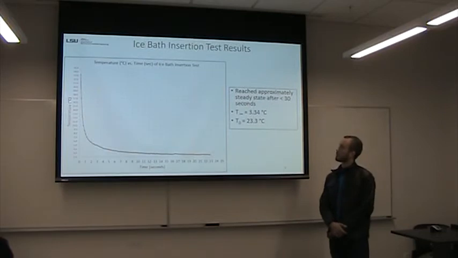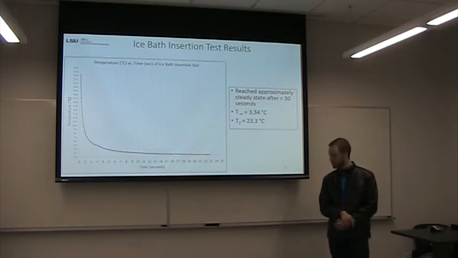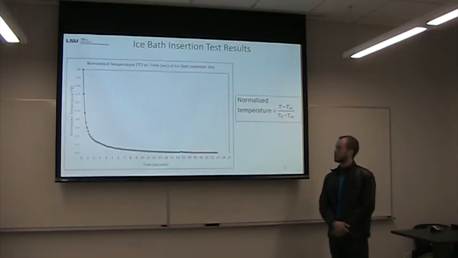So here are the results for the ice bath insertion test. Plotting temperature against time, we can see that the ambient temperature ended up being about 3 degrees Celsius, and the initial temperature was about 23 degrees Celsius. If we normalize this temperature, basically getting the y-axis to go from 0 to 1 so that the data is easier to understand, we get this graph.